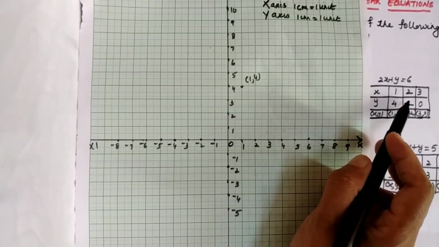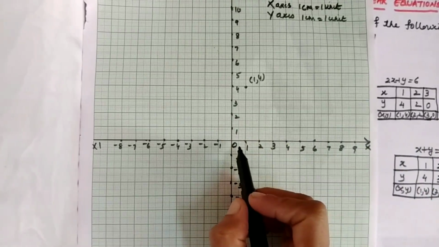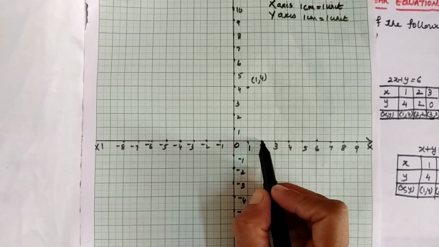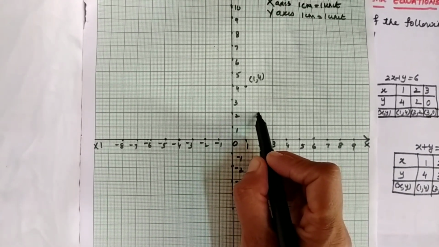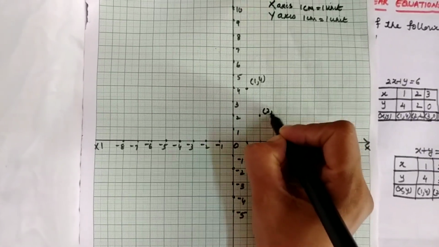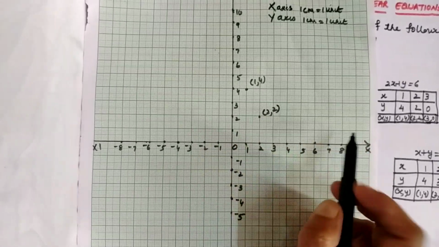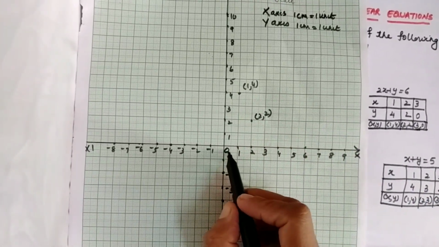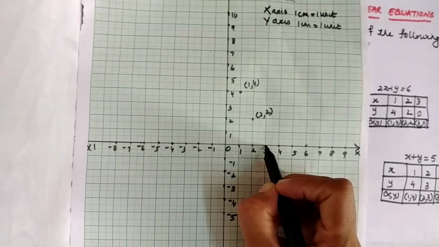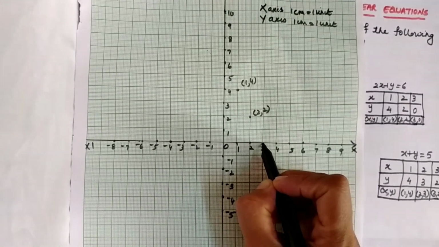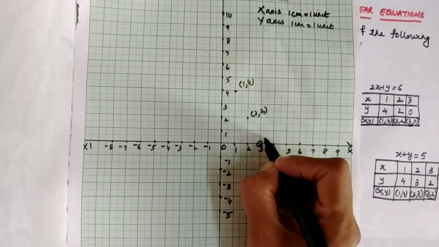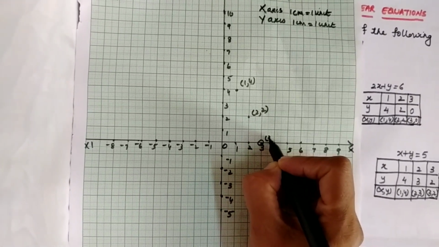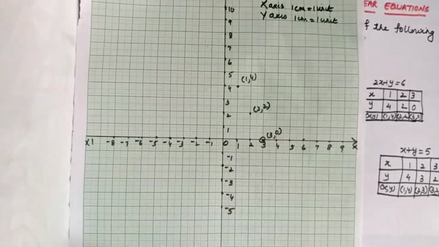Next is x is 2, y is 2. Here on the x-axis, x is 2, go up to the y-axis, this is the point 2, 2. Next is x is 3 and y is 0. On the x-axis, this is the point 3 and y is 0. So no need to go up, it is on the x-axis itself. This is the point 3, 0.